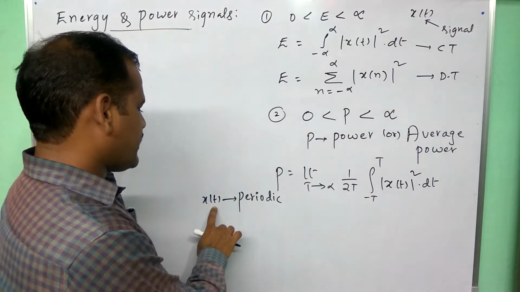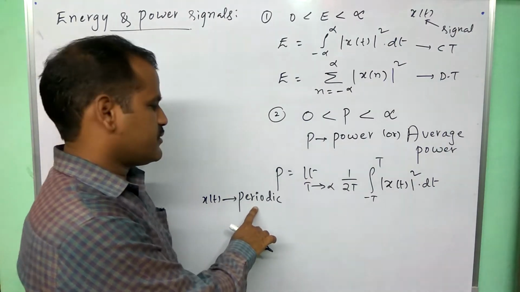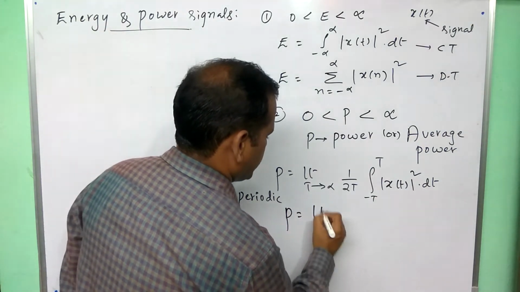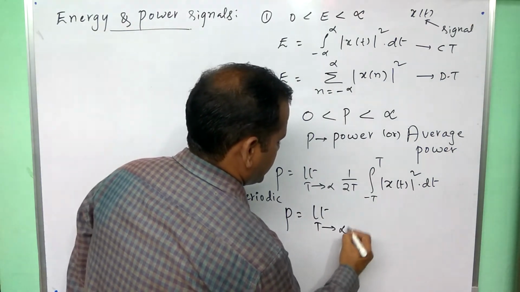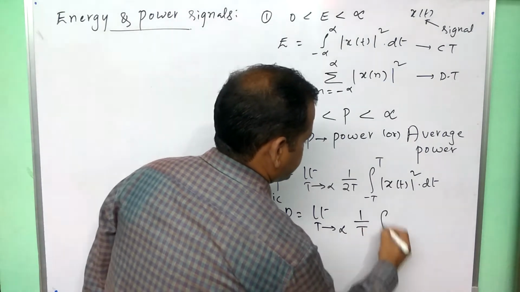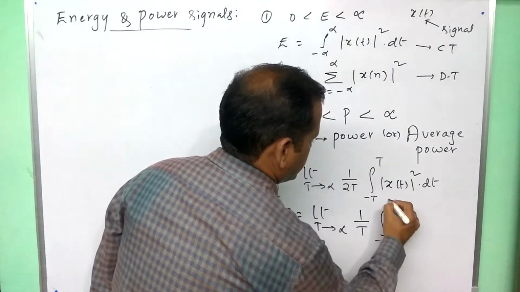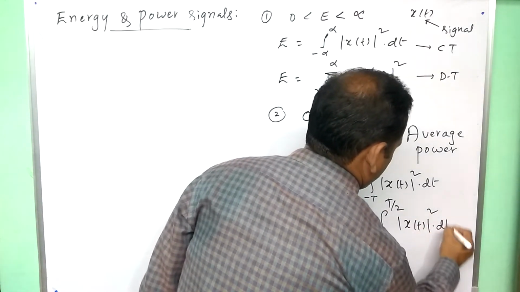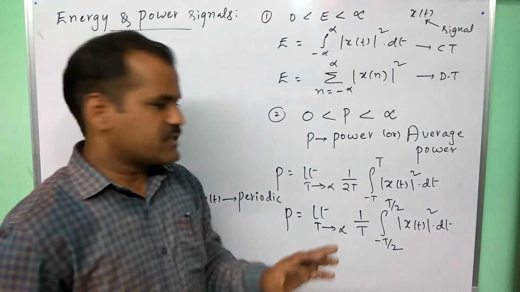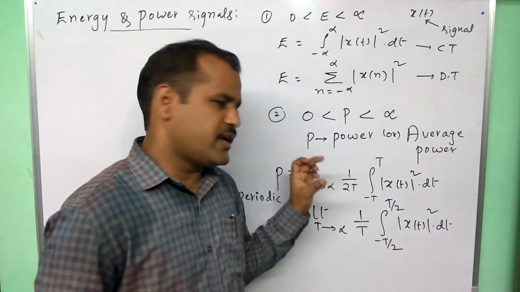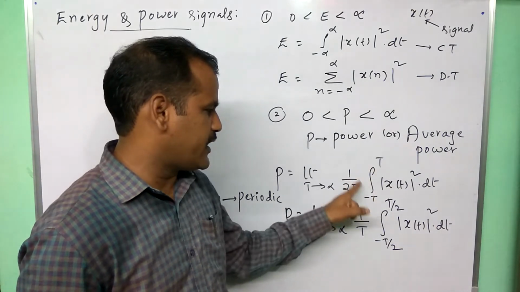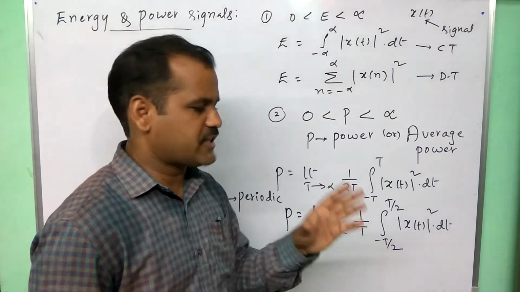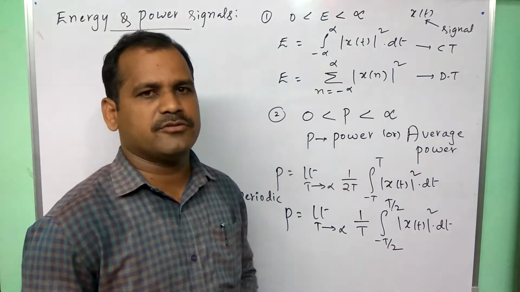then you can slightly modify this expression as P equals limit T tending to infinity of 1 by T, integral from minus T by 2 to plus T by 2 of magnitude of x of t squared. So what is the difference between these two expressions? Simply, we are reducing the averaging time duration. Here, minus T to plus T is a 2T duration. Here, minus T by 2 to plus T by 2 is only a T duration. Since the time duration is reduced, the number of terms is reduced for simplification.